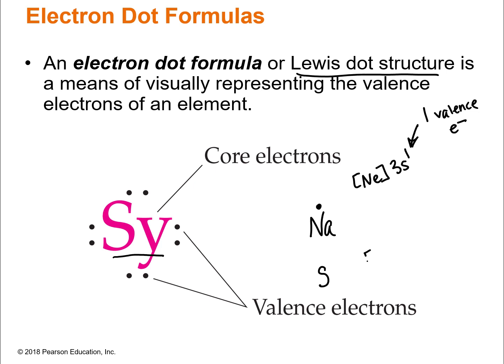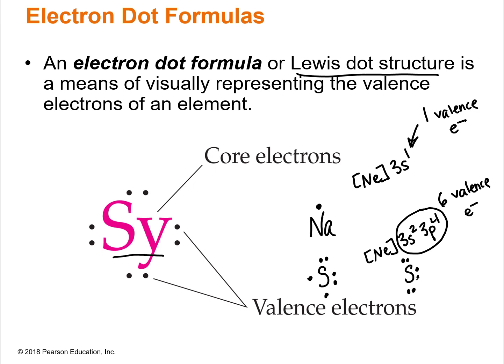For sulfur, we said that all of the valence electrons are the s and the p in the 3rd energy level. That's a total of 6 valence electrons. So we have to place 6. When you have more than 4 valence electrons, you don't want to pair up until you have to. So notice how I just went around until I filled in everything. That's the best way to do it, to make sure that you write it properly. Because if you write this, that's wrong.